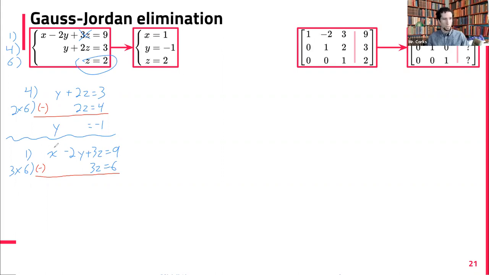All right, and our results, so x, that's not going to change, minus 2y, that's not going to change, but 3z, 3z, so that's 0. So 9 minus 6 is 3. Okay, so we've made this new equation here. Actually, I guess we could call this one our 7, and this one an equation 8.